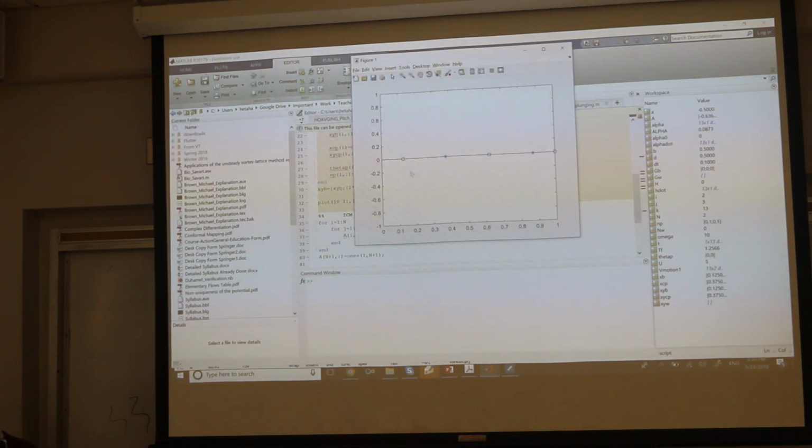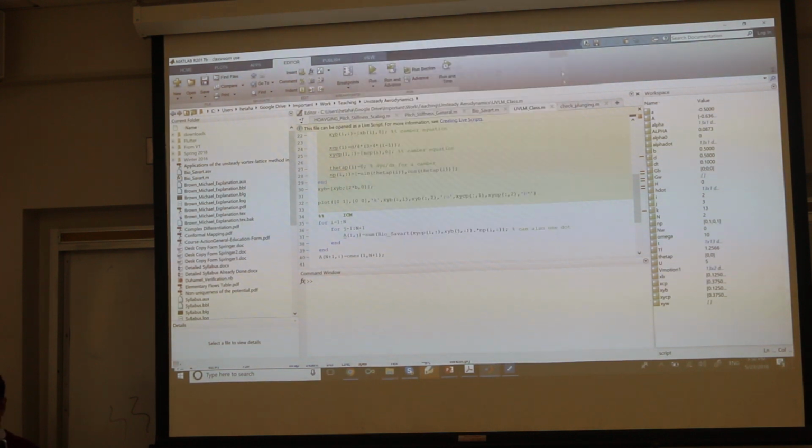So this is your plate. We chopped it into two panels. For each panel we have the quarter-chord bound vortex, and at the three-quarter point of the panel we have the control point. So the meshing seems to be okay. Any question about that?